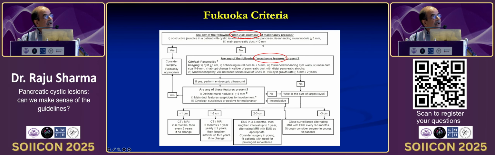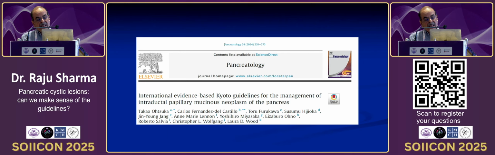This is a busy slide. I won't have the time to go into details, but we have some high-risk stigmata which make it an indication for surgery, and there are some worrisome features which then necessitate that you subject the patient to an EUS and better study the morphology of the lesion. Recently, these have been modified.